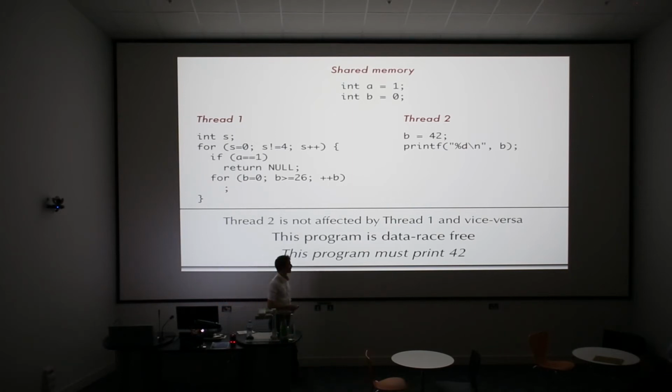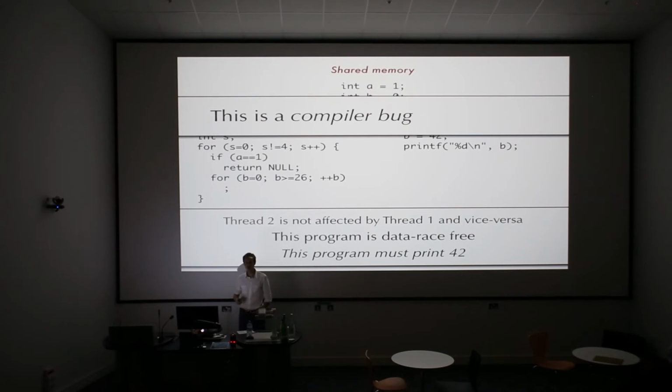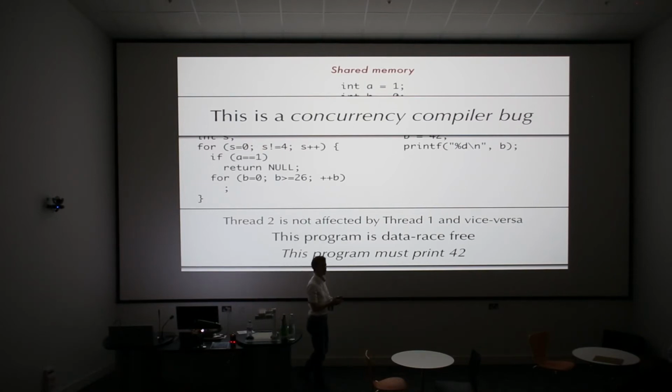So the C11 standard states that you can observe only interleavings of this program. You can build all the interleavings, but they will all print 42. So printing 0 is a compiler bug. Actually, it is a subtle compiler bug. I like to call it a concurrency compiler bug, because it is a miscompilation, but it is a miscompilation that you cannot detect by executing your program in a sequential context, just by running it. You have to put some clever concurrent context to observe the miscompilation.